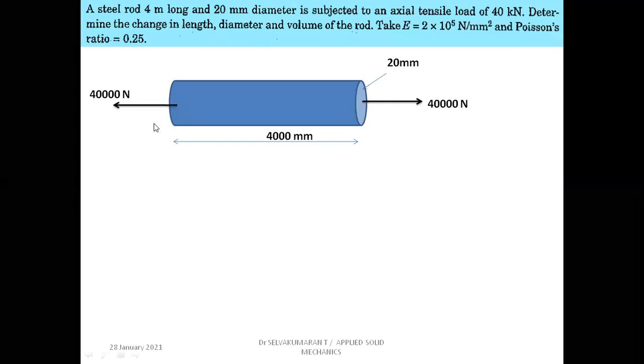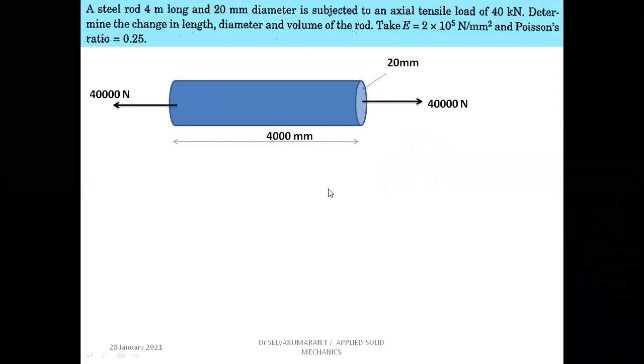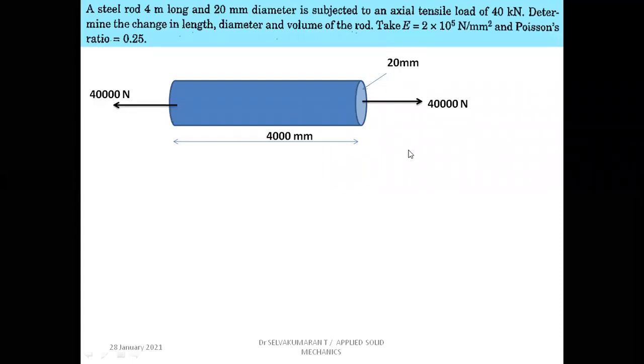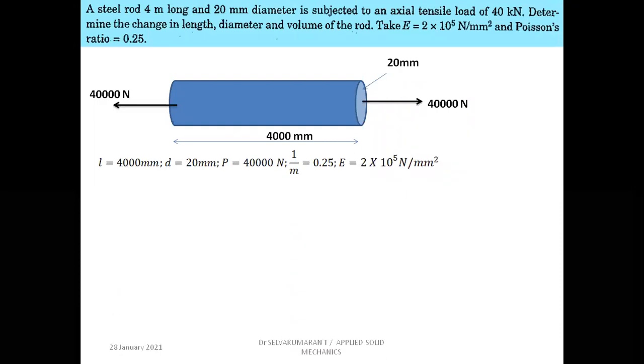So next problem: a steel rod 4 meter long and 20 millimeter diameter is subjected to an axial tensile load of 40 kilonewton. Determine the change in length, diameter and volume of the rod. Take Young's modulus 2 into 10 power 5 Newton per mm square and Poisson's ratio 0.25. So I have represented it in a figure: 40,000, 40,000, 4,000 mm length and 20 millimeter diameter. So these are the given data.